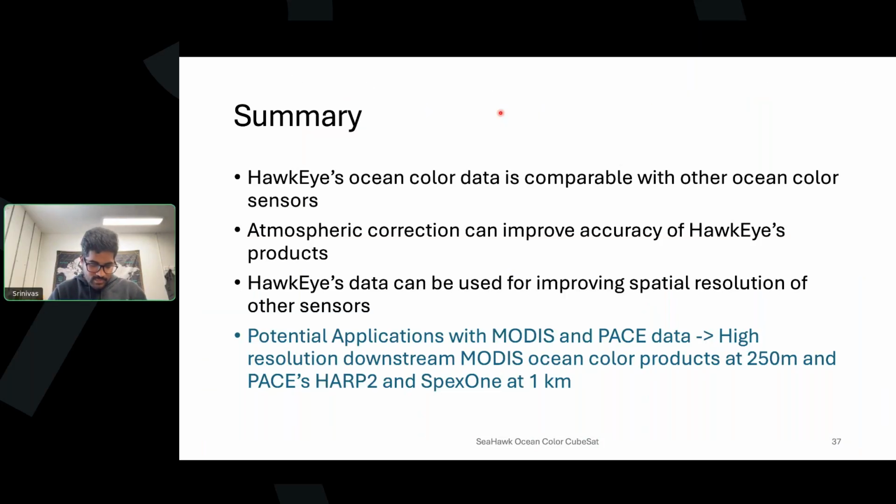So to summarize, Hawkeye's ocean color data is comparable with other ocean color sensors, and atmospheric correction can improve the accuracy of Hawkeye's products depending on the site. And finally, Hawkeye data can be used to improve the spatial resolution of other sensors. Some of the potential applications of SeaHawk are that we can extend the super resolution approach to improve MODIS and PACE data as well, to bring it to 250 meters and 500 meters. And the products are available to readily download on NASA's Earthdata site.